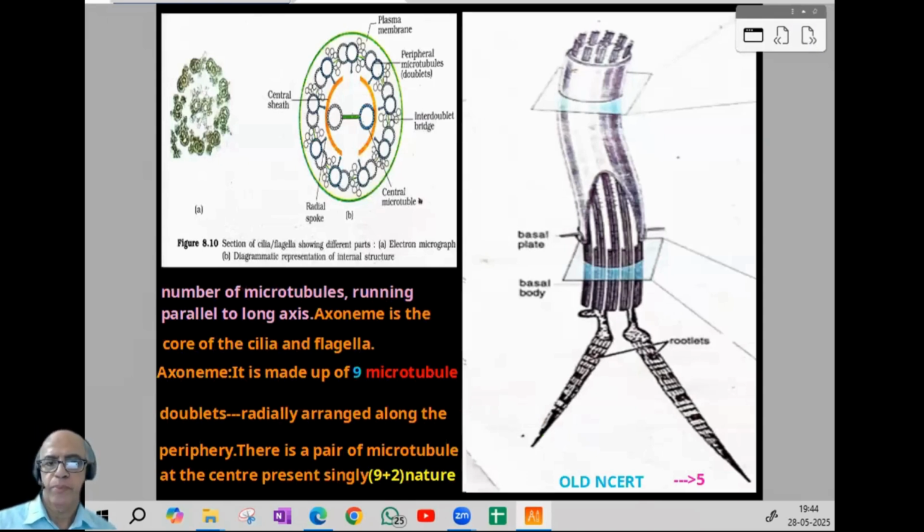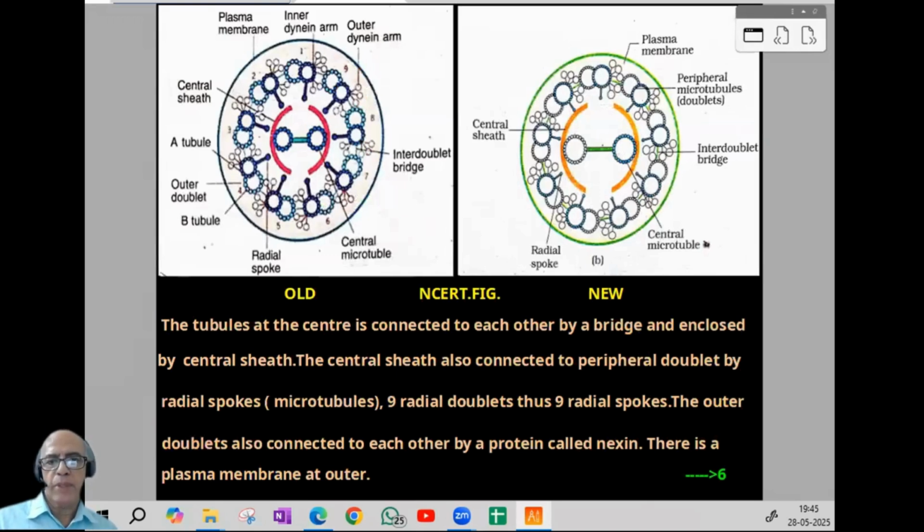One is here, previous page also. Number of microtubules running parallel to the long axis. Then at the periphery, 9 microtubular doublets, regularly arranged. Then there is a pair of microtubules at the center, present singly, so totally a 9+2 arrangement. Basal body 9+0, centriole 9+0.